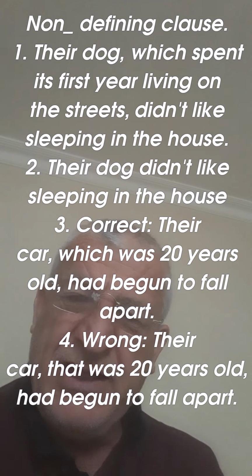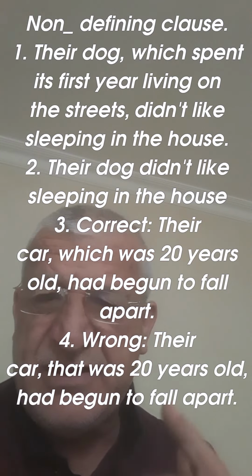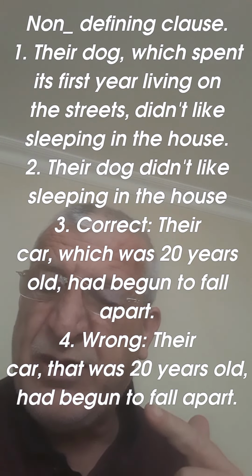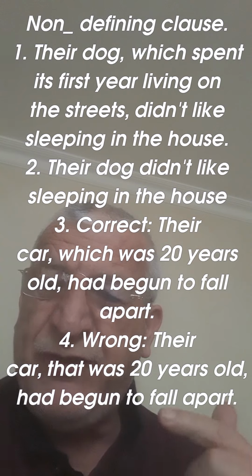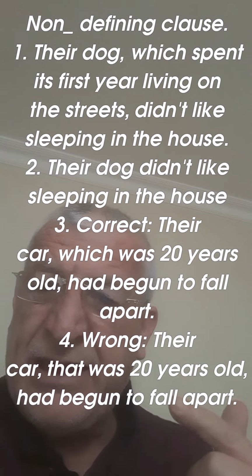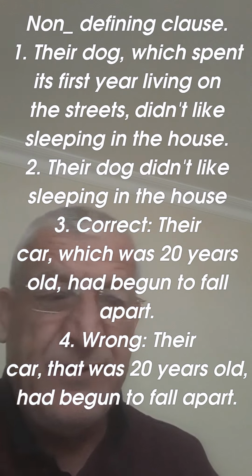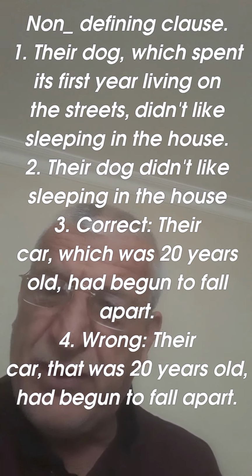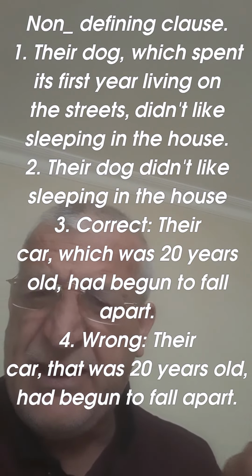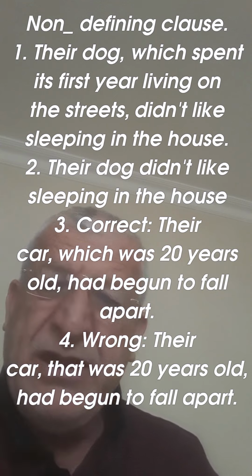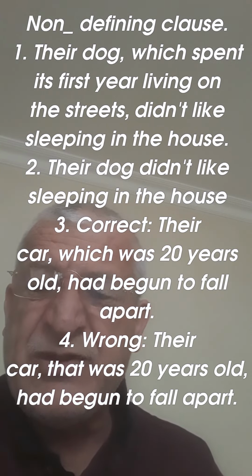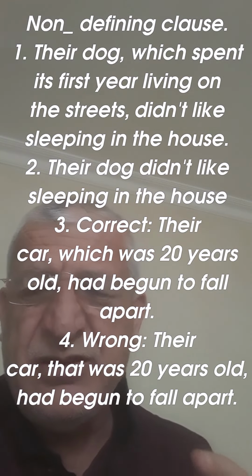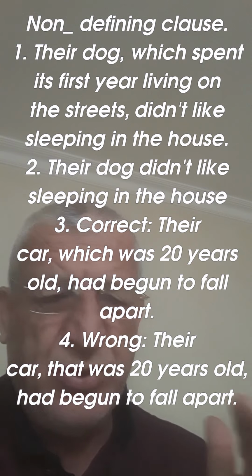So, a non-defining clause is distinguished by three characteristics. Number one, it can be omitted from the sentence, and the sentence remains with a full meaning, and the main meaning of the sentence is not affected. Number two, it should be separated by two commas, at the beginning and at the end. Number three, the original relative pronouns should be used. We do not use that, but we should use which, who, or whom.